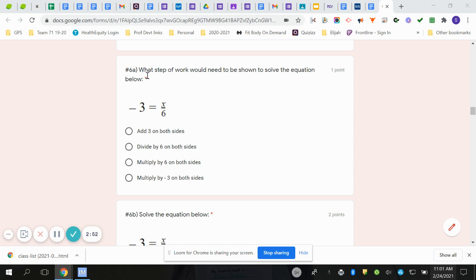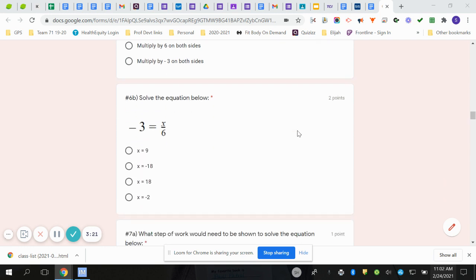6A, what step of work would need to be shown to solve the equation below? Again, rewrite this equation. Use your fraction bar on both sides to make sure that you're putting the number that is connected to the variable correctly. Add 3 on both sides, divide by 6 on both sides, multiply by 6 on both sides, multiply by negative 3 on both sides. Solve the equation.